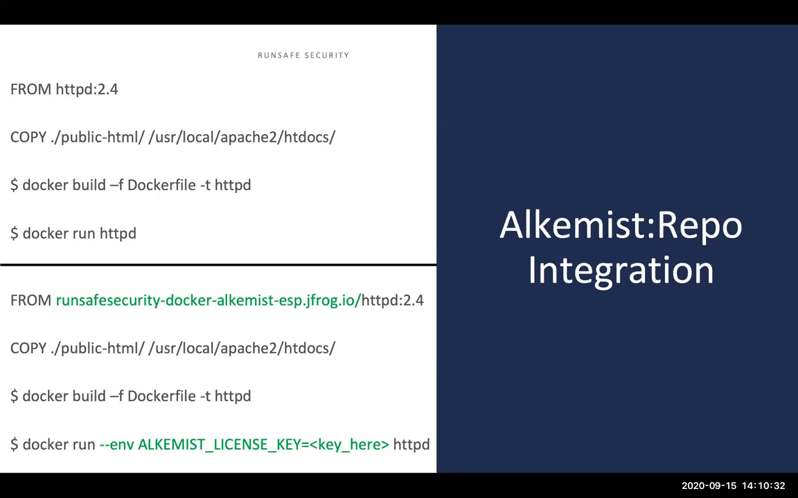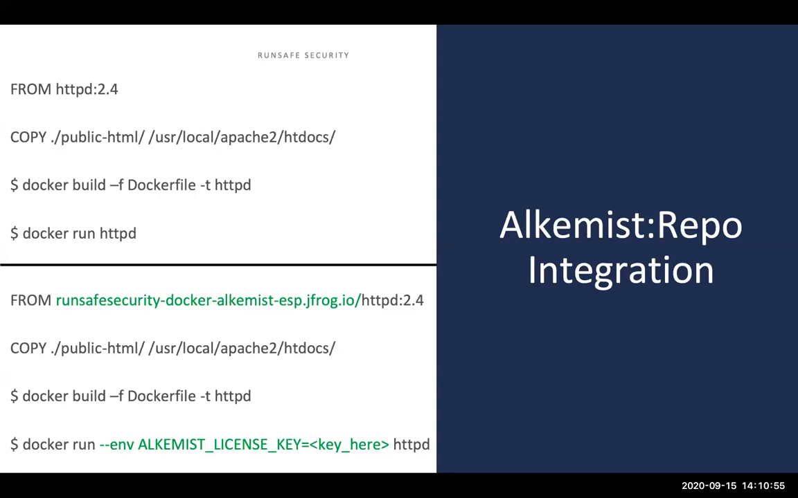Well, all we're going to do is add to the start of this FROM line a special string, RunSafe security, Docker Alchemist ESP, .jfrog, and that basically points to our Artifactory instance where we host our repo images. And then we add in a flag to our Docker run command to specify an Alchemist license key.